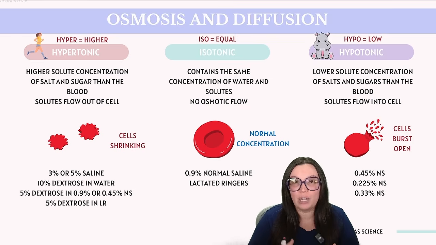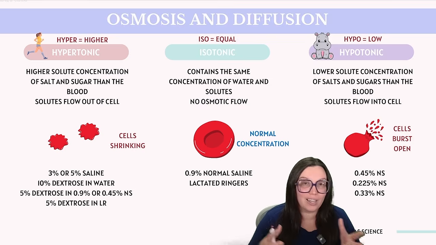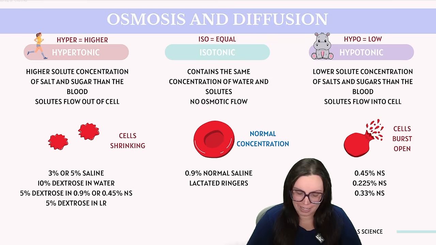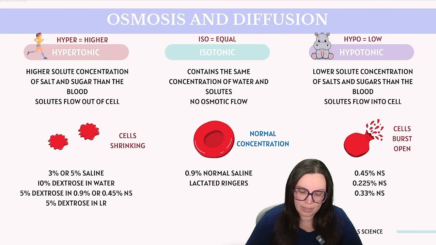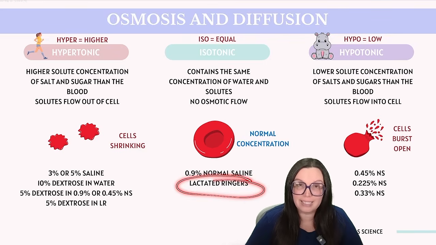So when you're trying to figure out which kind of solution is isotonic, hypertonic, or hypotonic, this is an easy way that I like to remember it. The two solutions that you're going to see commonly with isotonic are your normal saline, 0.9%, as well as your lactated Ringer's.